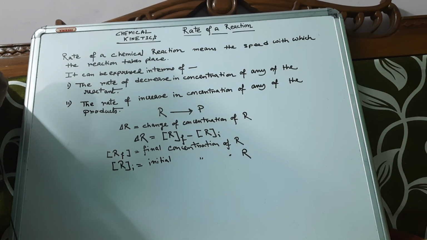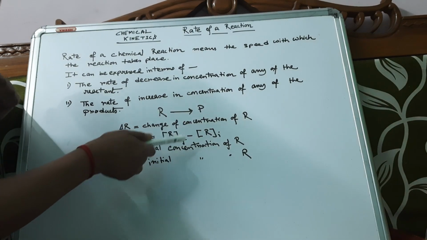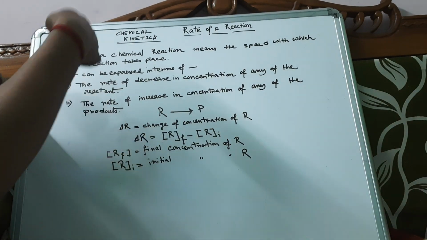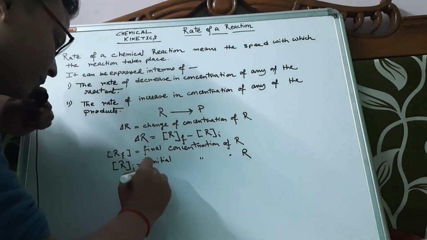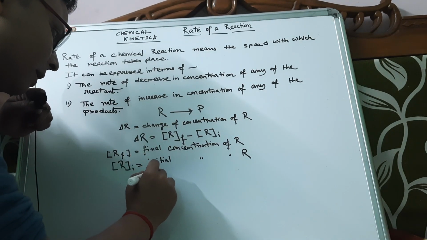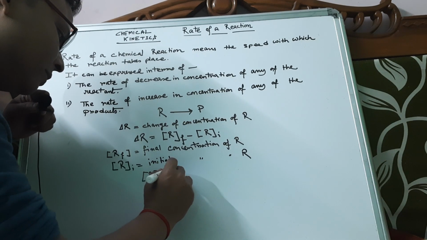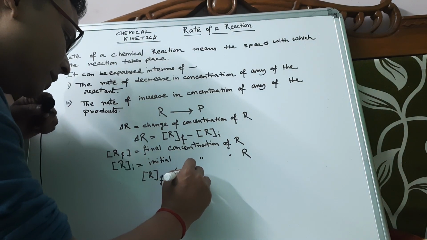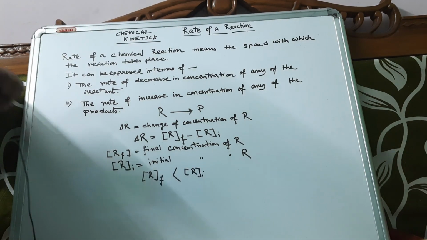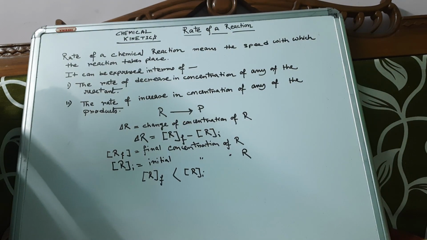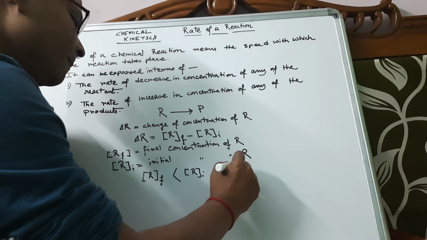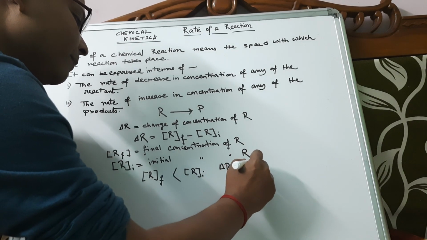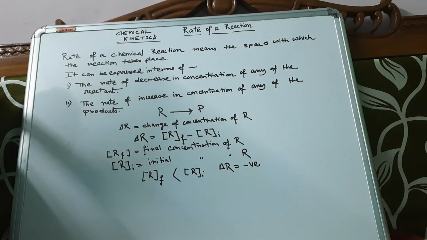Look, we see that as the time increases, the concentration of R gradually decreases. So obviously R final should be less than R initial. So what will be the sign of delta R? Delta R should be negative.